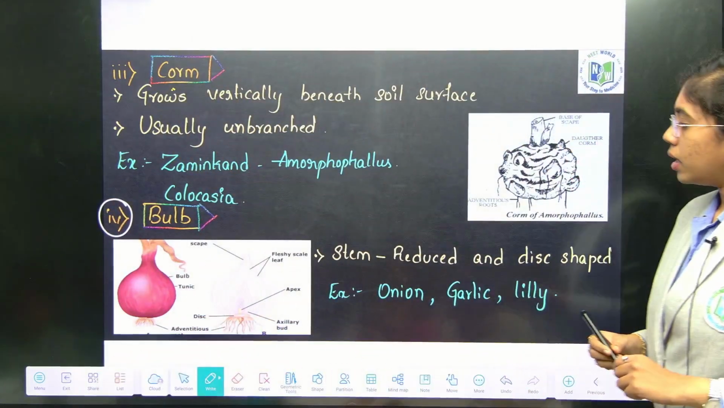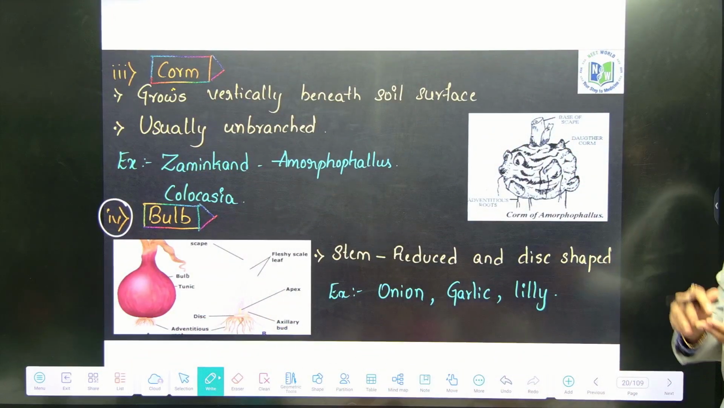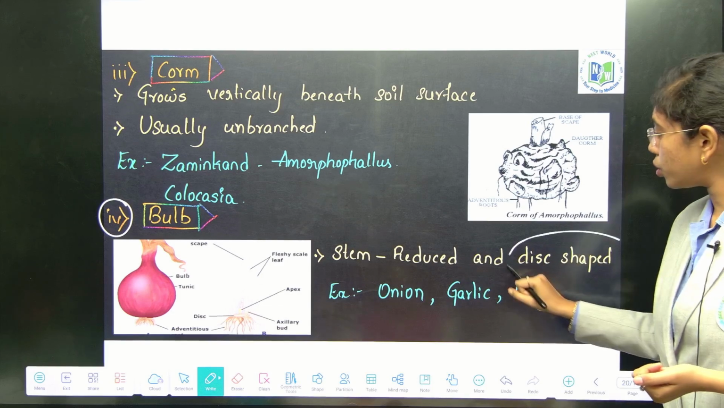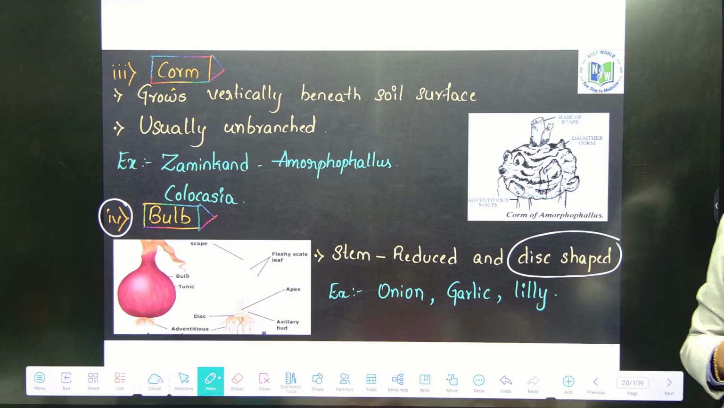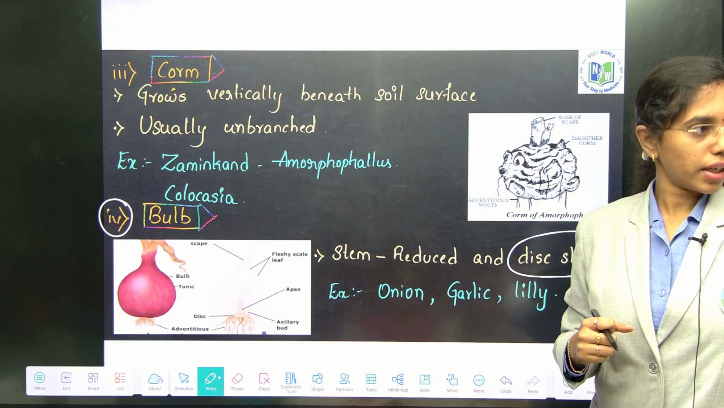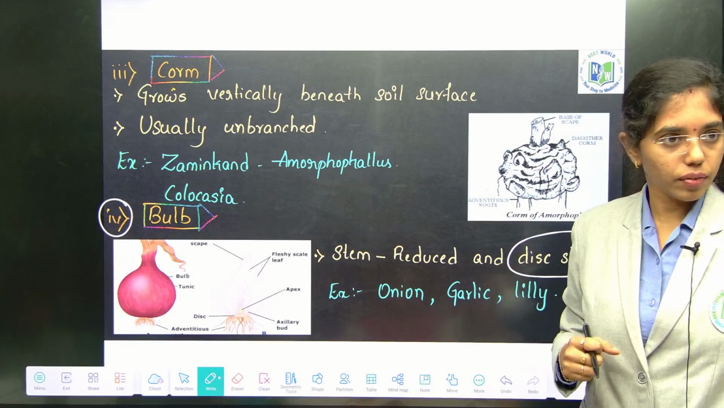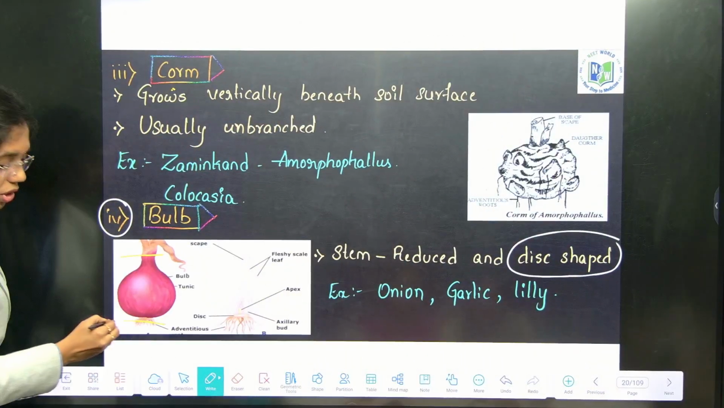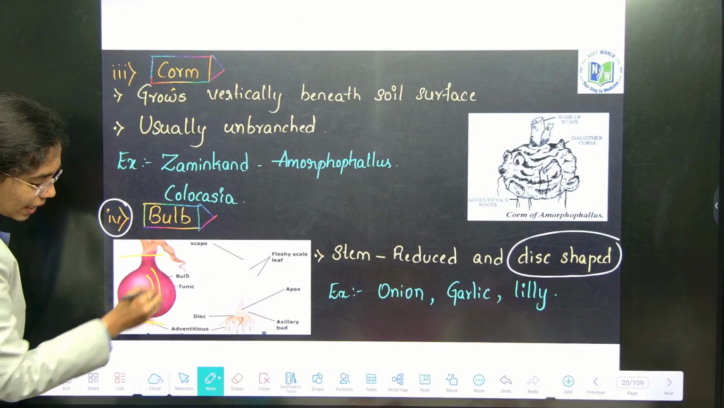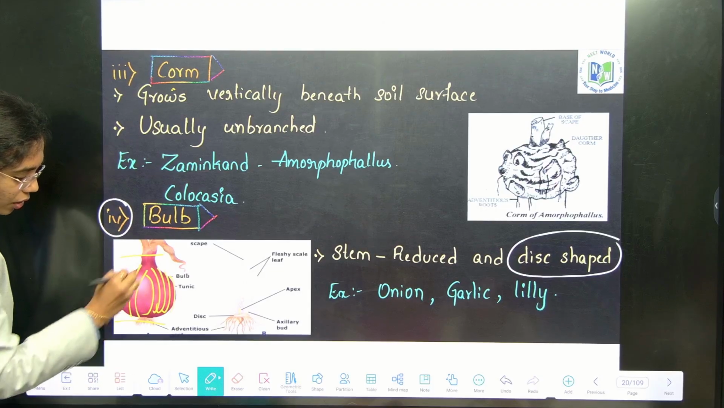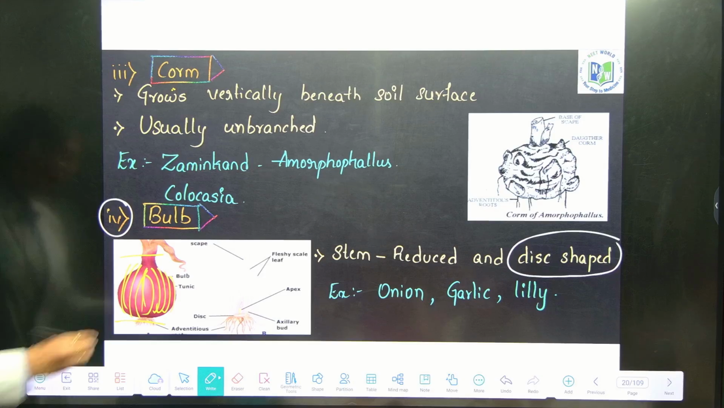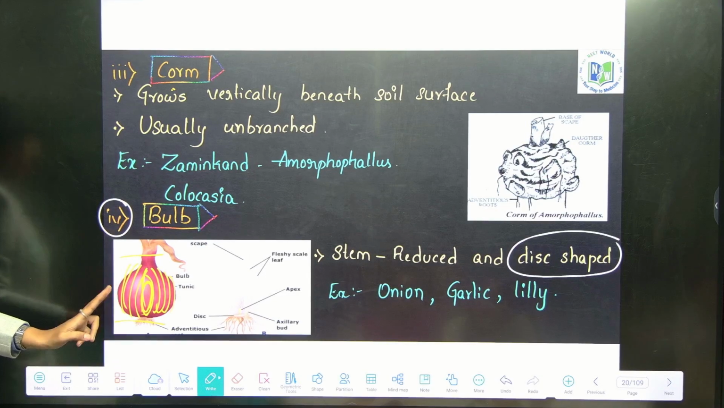In bulb, what happens is the stem gets reduced. Stem gets reduced and it forms into what? Disc shaped structure. Of course, stem will have nodes, internodes, buds, scaly leaves. Everything will be there, right? Stem itself is reducing into a disc shaped structure. Here, all scaly leaves will be present like this. That only we will chop and eat daily. Those are scaly leaves. And at the center you will have what? Shoot bud. At the center it is shoot bud.